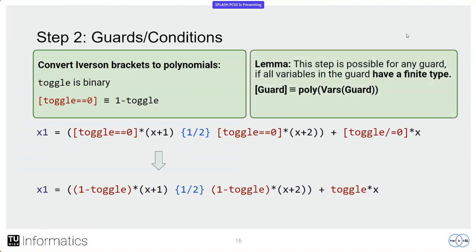And this step is always possible for any guard if all the variables in the guard have a finite type or have the same finite support over all loop iterations. So if you have more values than just 0 or 1, you will get a more complicated polynomial, but you can construct such a polynomial.